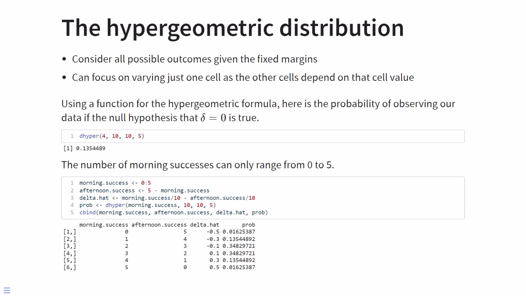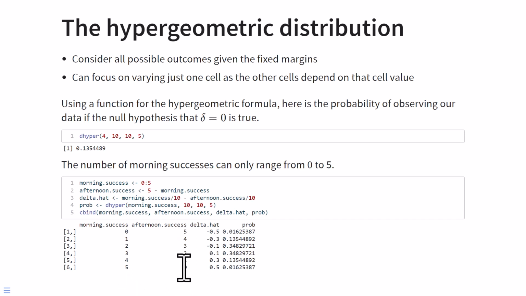For example, suppose I have 5 successes in the morning. I automatically know that I have no successes in the afternoon. I know that I have 5 failures in the morning, and I know that I have 10 failures in the afternoon. Setting just that one cell told us what all the other cells would be, and therefore tells us what delta hat will be.